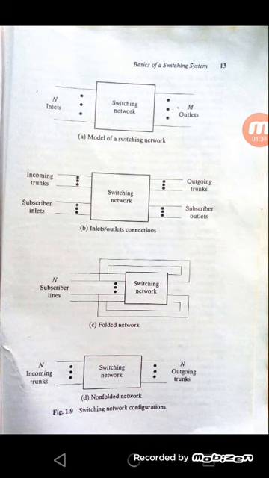The primary function of a switching system is to establish an electrical path between given inlet and outlet pairs. Inlet means it is an entrance path or a receiver. Outlet means it is a sender.